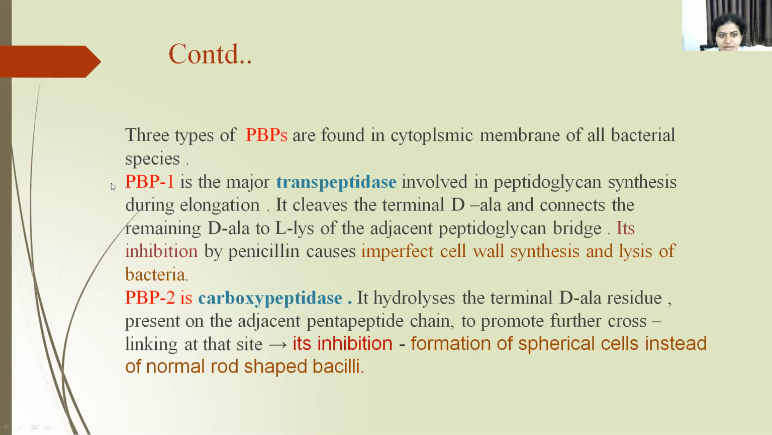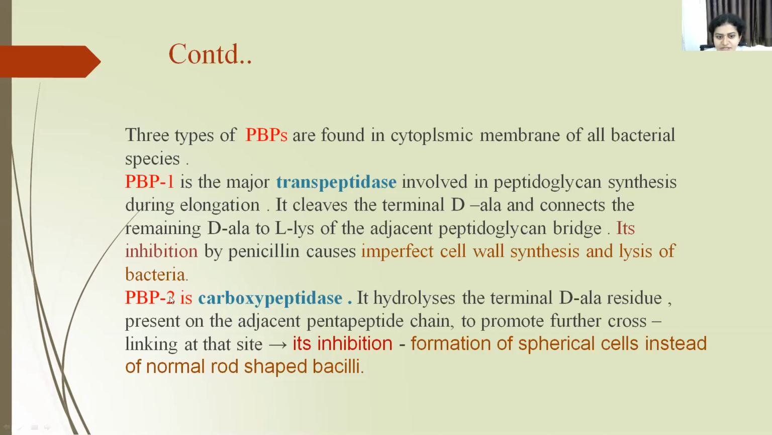Penicillin binding protein 1 is a major transpeptidase which is involved in peptidoglycan synthesis during the elongation process. It cleaves, that is, it breaks the terminal D-alanine and connects the remaining terminal D-alanine to L-lysine of the adjacent peptidoglycan bridge. Its inhibition by penicillin causes imperfect cell wall synthesis and lysis of the bacteria.